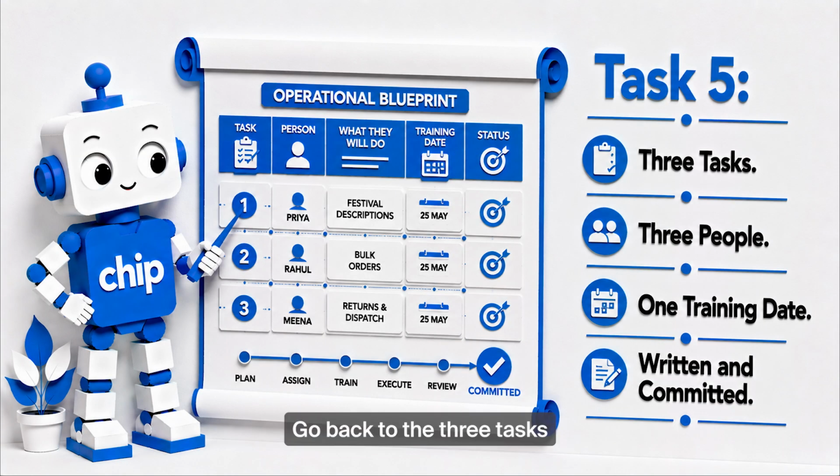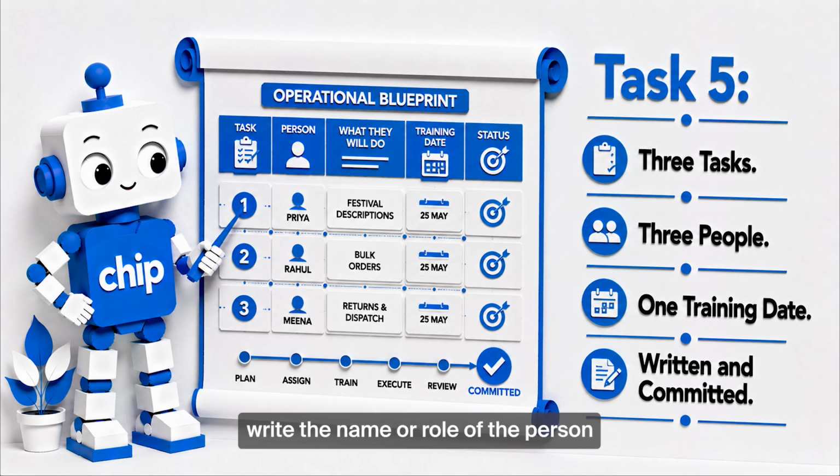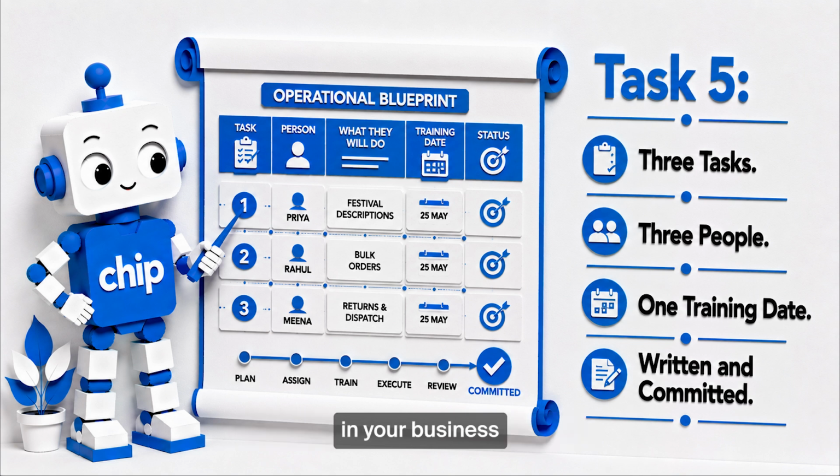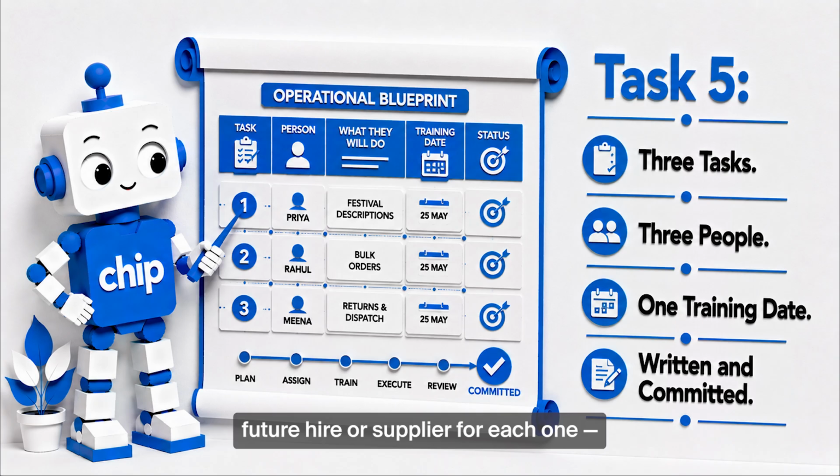Task 5. Go back to the 3 tasks you named in Task 1. For each task, write the name or role of the person in your business who could run that saved instruction file once you train them. Write Task A and the name of the person, Task B and the name, Task C and the name. If you work alone right now, write future hire or supplier for each one, plan the handover now and fill the role later.